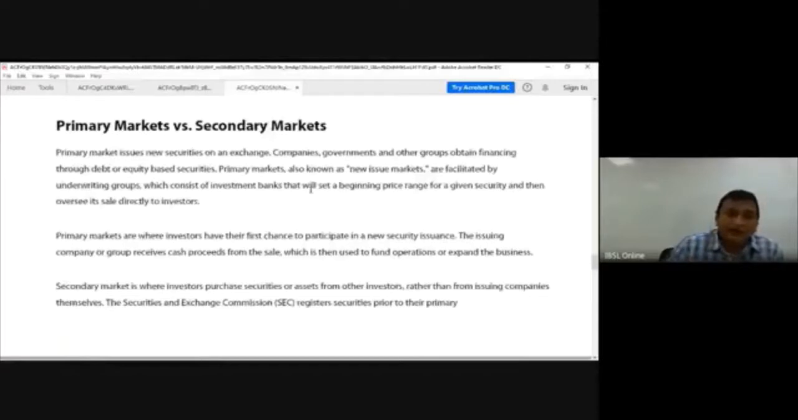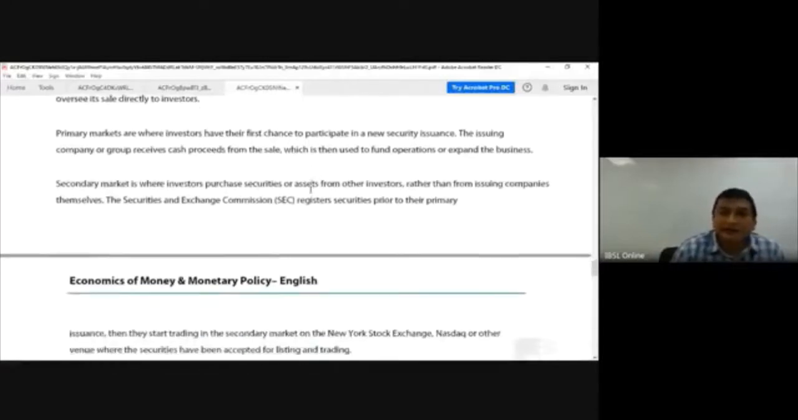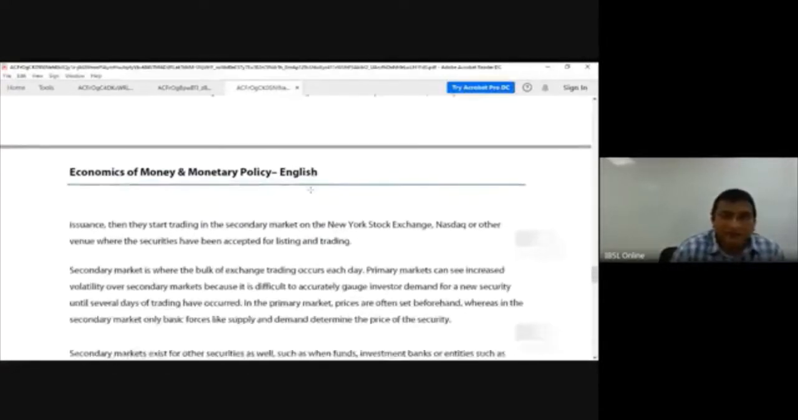The primary market is where new securities are issued, either through an exchange or an arrangement like primary auction systems or things like that. So the primary market is also a new issue market. As I said, that's where the asset is created. Then the secondary market is where investors purchase securities or assets from other investors rather than from issuing companies themselves. So the issuer is not necessarily present there, but the issuer could also act as a trading element in the secondary market.